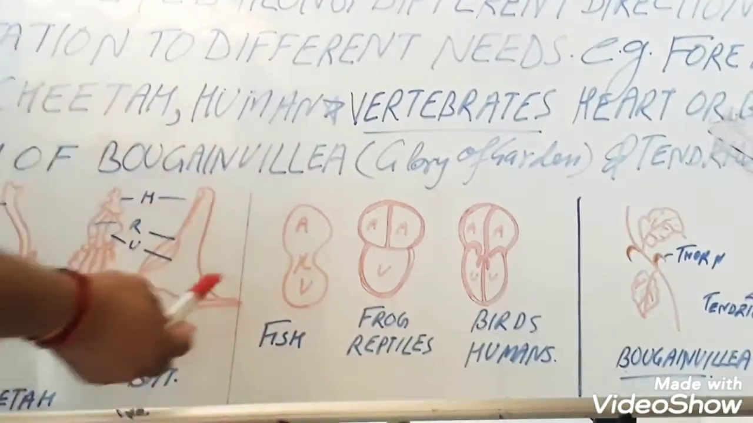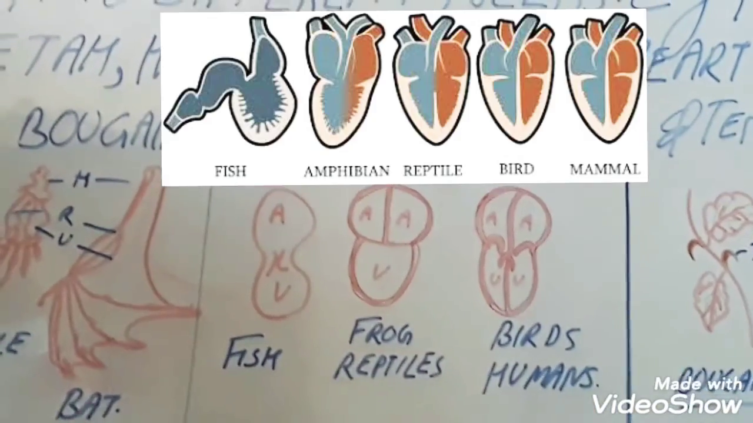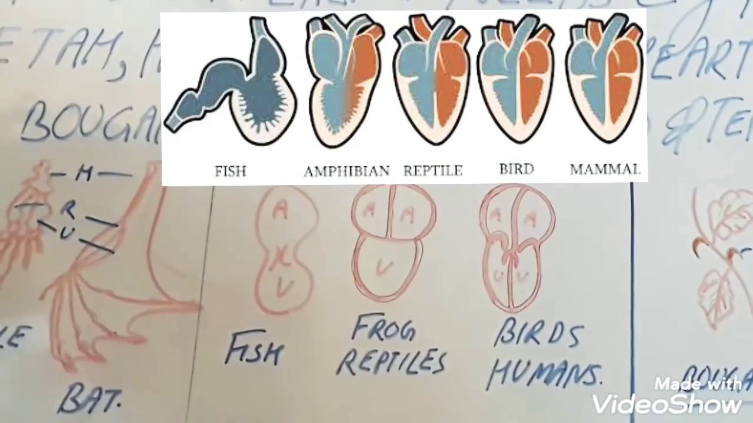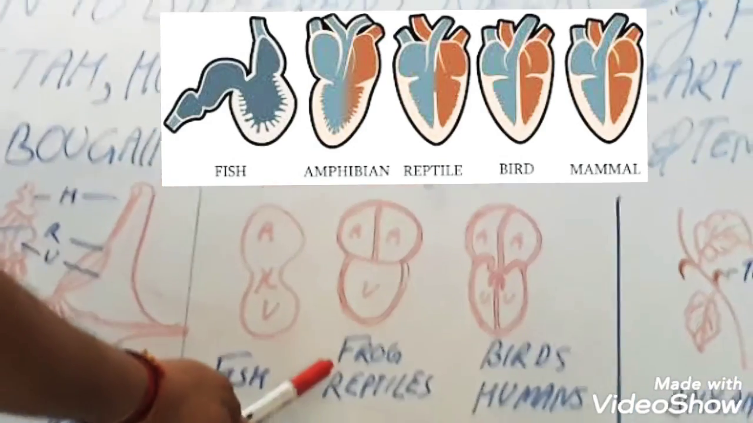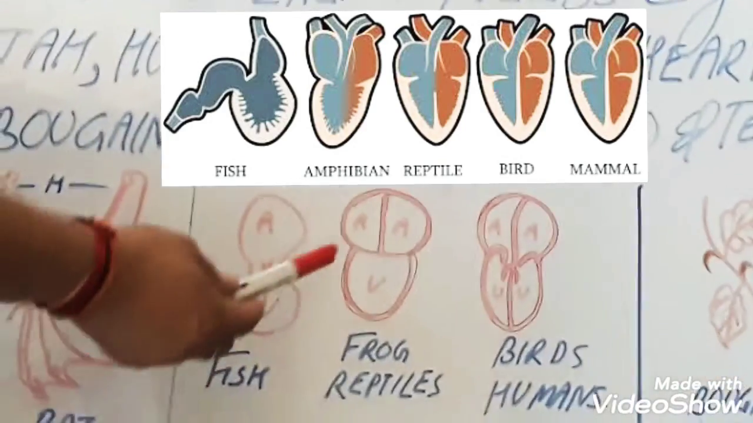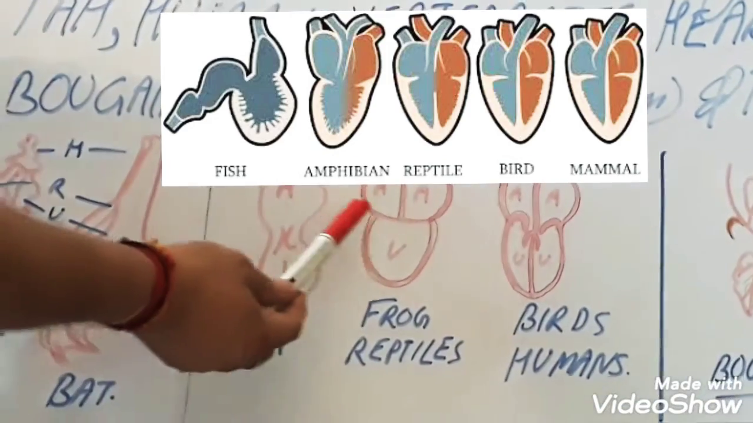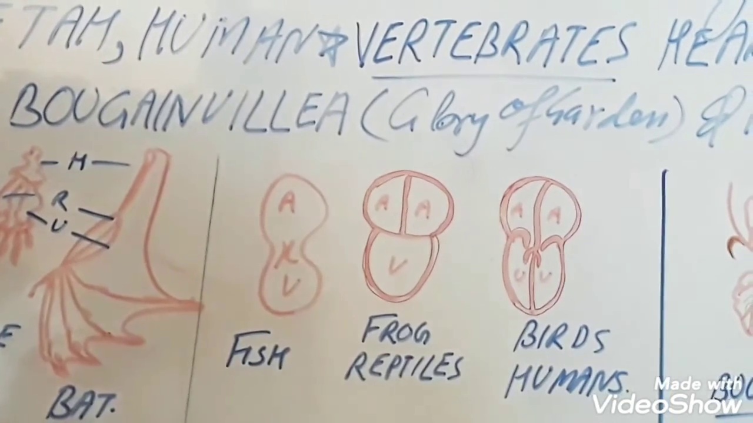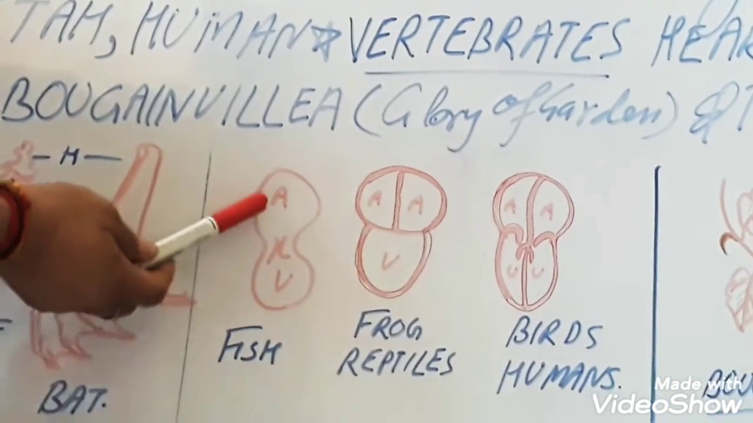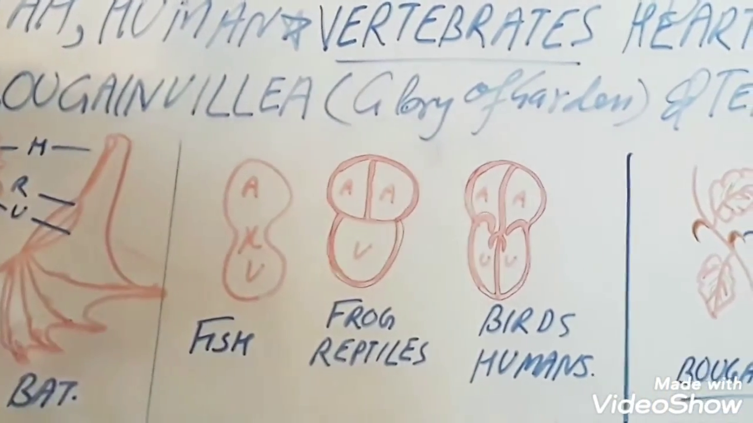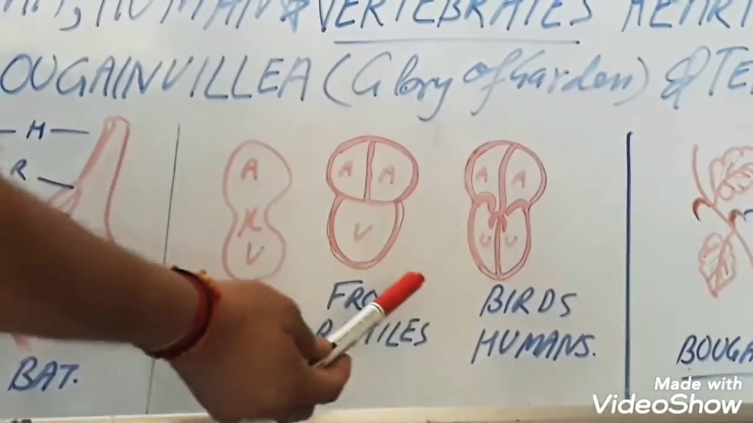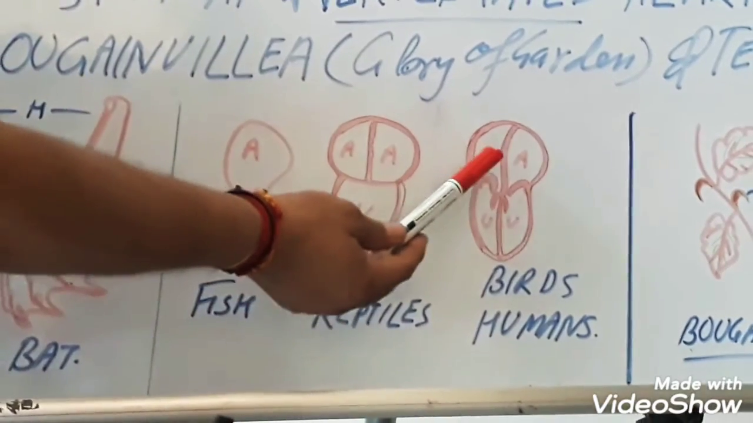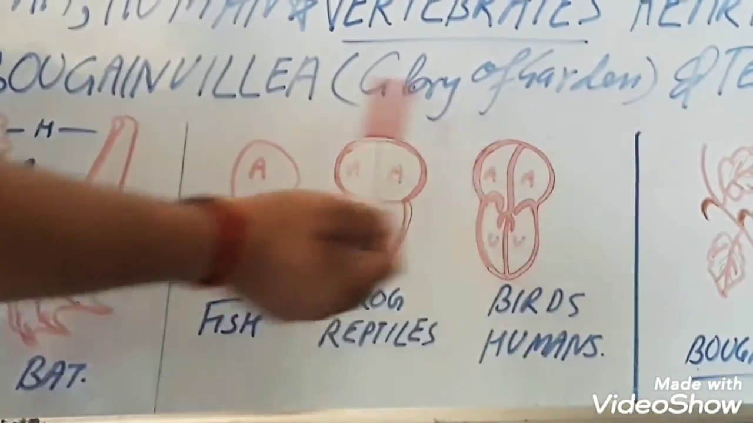another example is the vertebrate heart. Here the heart of fish has only two chambers. The heart of frogs and reptiles is a three-chambered heart, consisting of two auricles and one ventricle, while the fish heart consists of one auricle and one ventricle. On the other hand, the heart of birds and humans is a four-chambered heart, consisting of two auricles and two ventricles.